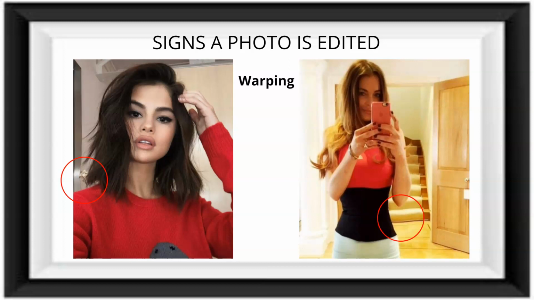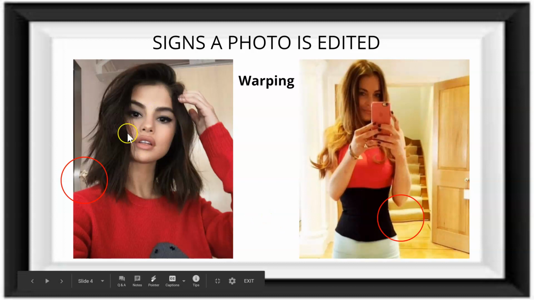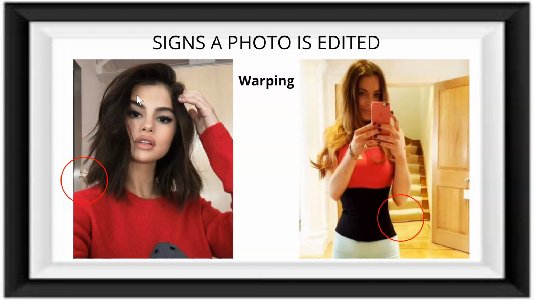And the number one way you can always tell is warping. Although this is getting less common as Photoshop technology improves, you can still see it. Let's look at Miss Selena Gomez's photo here. Normally, I'd say it looks pretty normal, right? Obviously airbrushed and retouched a little bit, but for the most part, pretty good. Until you see the door frame.